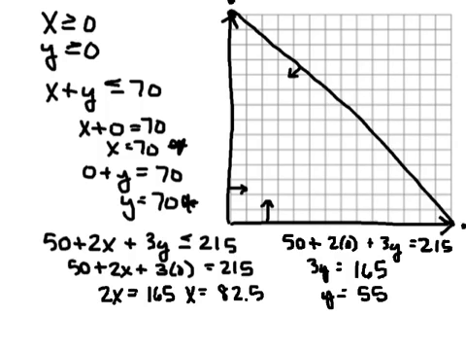Let me erase that y if I can. There we go. And so x-intercept is 82.5, y-intercept is 55. 5, 10, 15, 20, 25, 30, 35, 40, 45, 50, 55. You can have a solid line going that way, and we are also shading below. So I'm actually going to use a different color for this one.